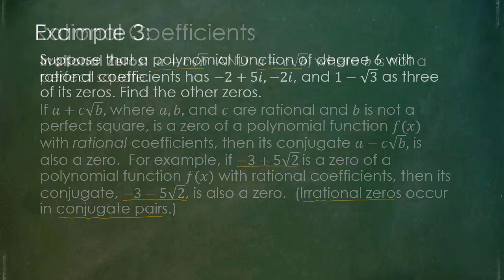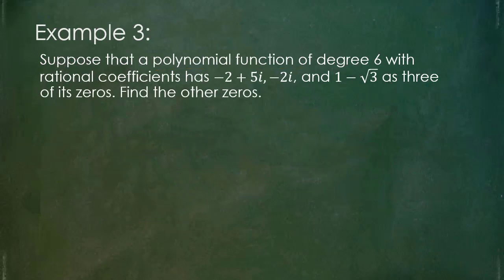So just like we did with the complex or non-real zeros example, in this case, if I told you what the degree is, which in this case, this problem says the degree is going to be 6, and I've given you some of these zeros.